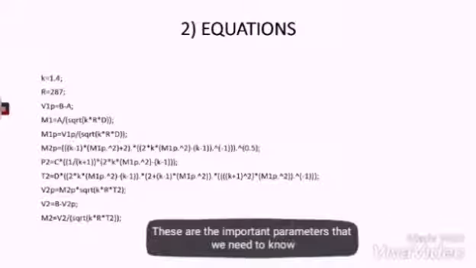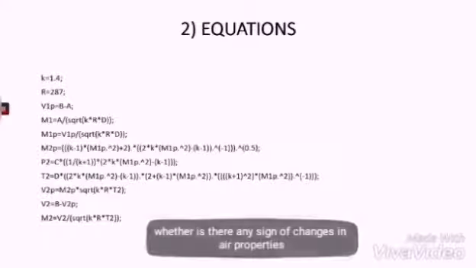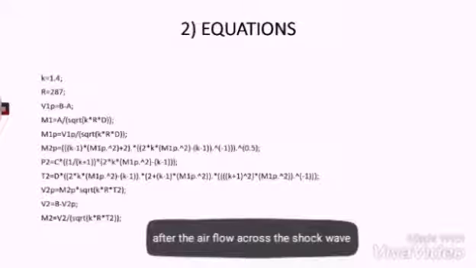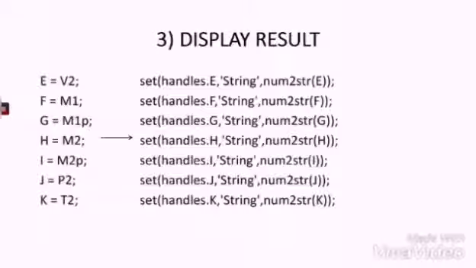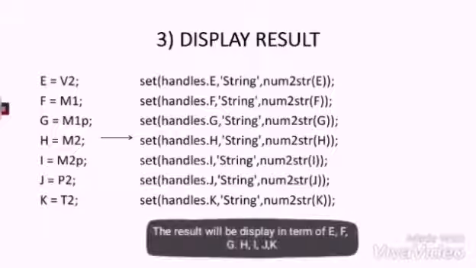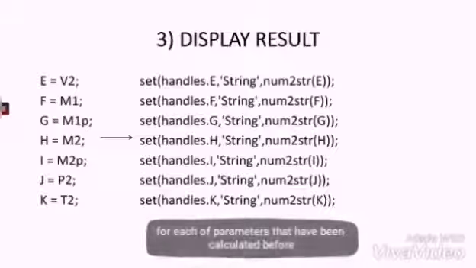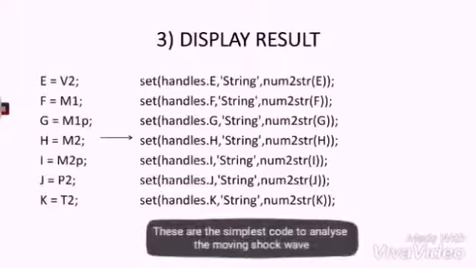These are the important parameters that we need to know whether there is any sign of changes in air properties after the air flow across the shock wave. The result will be displayed in terms of E, F, G, H, I, J, K for each of the parameters that have been calculated before. These are the simplest code to analyze the moving shock wave.